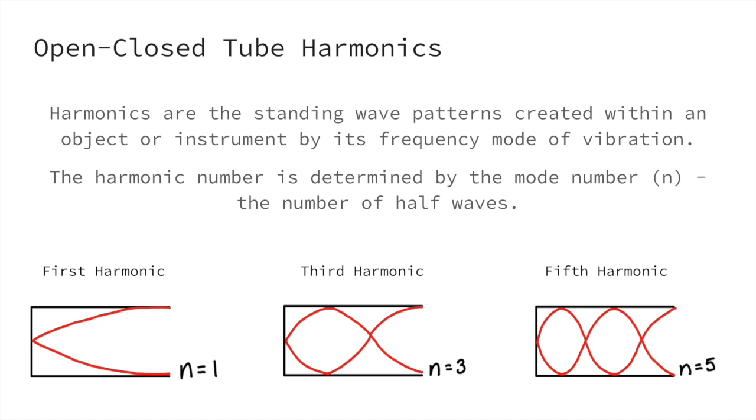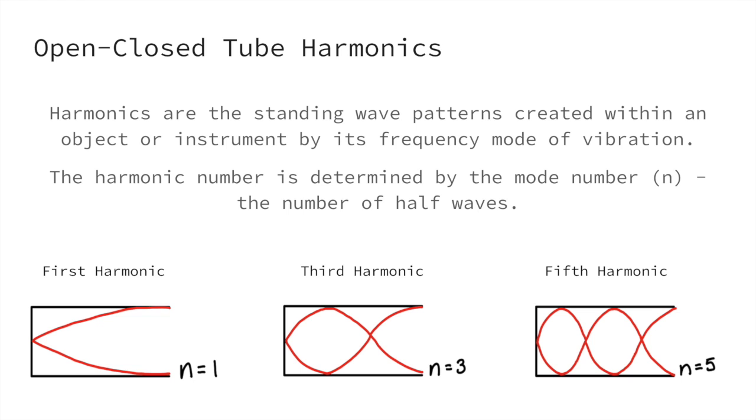It is possible to create multiple standing waves in a tube as long as the open end has an antinode and the closed end has a node. We can describe which standing wave is present using the mode number. The mode number, denoted N, describes the number of half wavelengths present in the tube. Because open-closed tube systems have a node at one end and an antinode at the other, they only produce standing waves with an odd mode number.